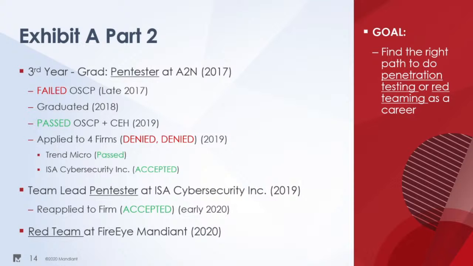So third year, all the way to graduation. Okay, so I was a pen tester at A2N. I started in January 2017 after I did my report and everything for them. And in late 2017, I was like, I'm going to try to do the OSCP again. And epically failed. I think I got maybe $3. I don't know. I don't remember.